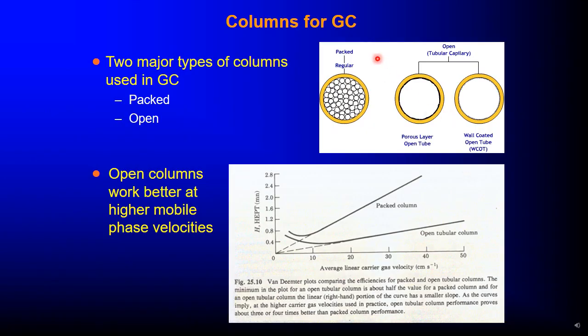Columns for gas chromatography: you can see we have two major types, the packed and the open. Within the open type, we have two kinds: the porous layer open tube and the wall coated open tube. Open columns work better at higher mobile phase velocities. That is also something to take note of.